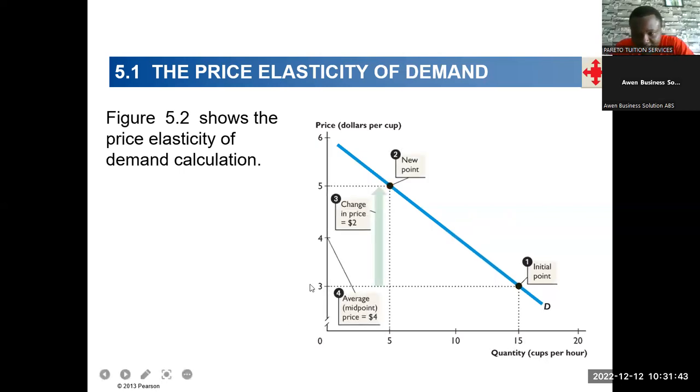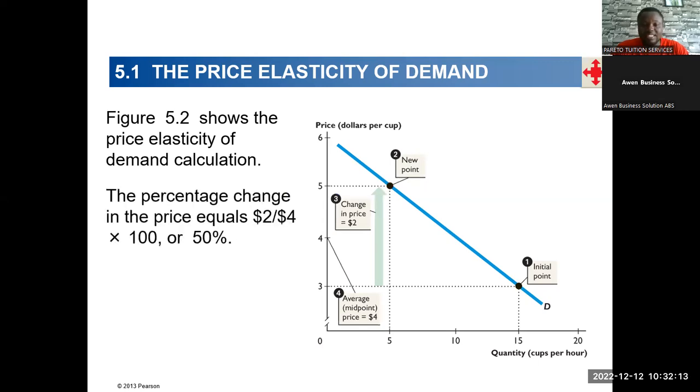Now, initially, this was the price, at the price of $3. Remember the price for the latte. For $3, quantity was 15. Now, price has increased to $5. What is the quantity? 5 units. So we want to calculate the price elasticity here. Now, for the percentage change in price, remember we had 50%, right? Yeah. Good. And then that of the quantity, we had what?